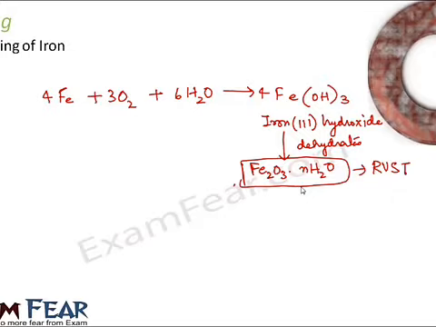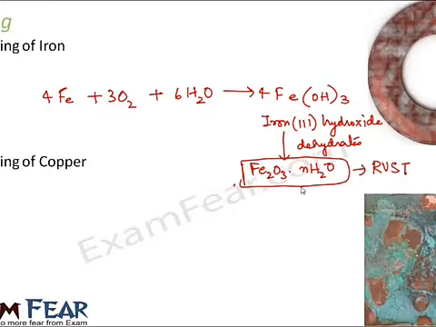Now iron is not the only metal where rusting takes place. You can also see rusting of copper. If you look at copper vessels, you can see some greenish layer formed over it. See here, like in iron you have reddish layer, in case of copper you have greenish layer. So this greenish layer is rust. So this rusting of copper is due to the formation of copper hydroxide in presence of oxygen and water.